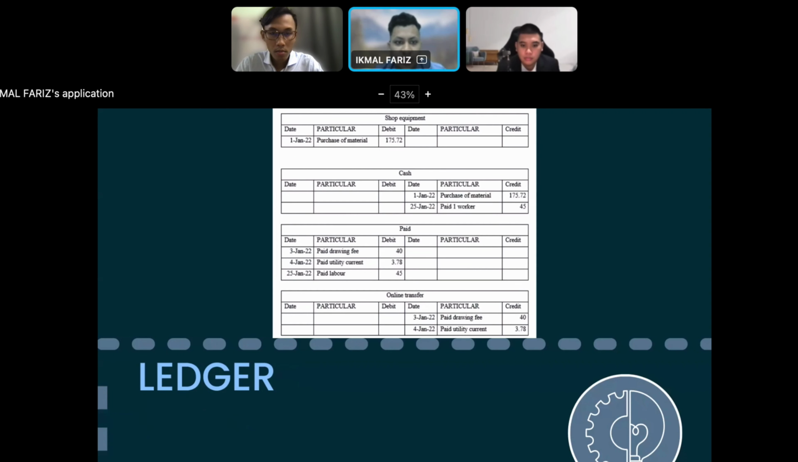Okay, this is the ledger. So all the journal entries we carry out with big titles such as purchase material, with cash, paid, and online transfer.